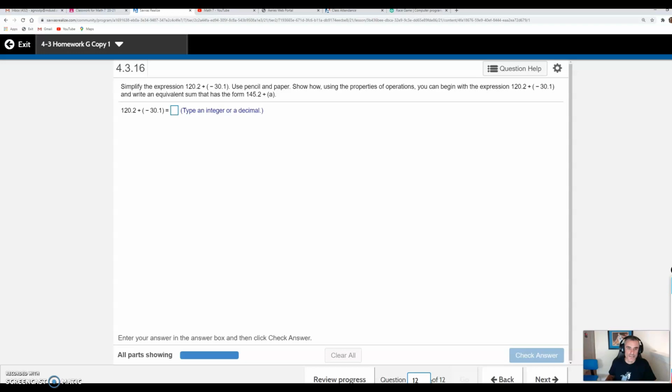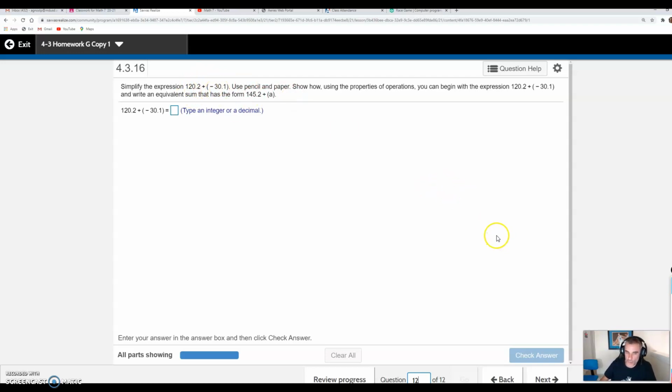All right, it says simplify the expression 120.2 plus negative 30.1. And then it has this confusing last part where it says write an equivalent sum that has the form 145.2 plus a. Don't even worry about that right now. Digits loves to ask a bunch of questions in the initial prompt area, but we're going to do it one at a time. So we'll get back to this.